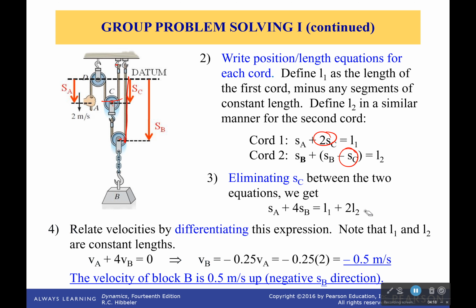Now we differentiate these, and obviously our total lengths are constant, and so their derivatives will be 0. And so we get 4 VB is going to be equal to VA. So VB is 1/4 of VA. And also they're in opposite directions. So as VB moves up, VA moves down. And you can see that. It makes a lot of sense for this one. It won't always necessarily make sense.